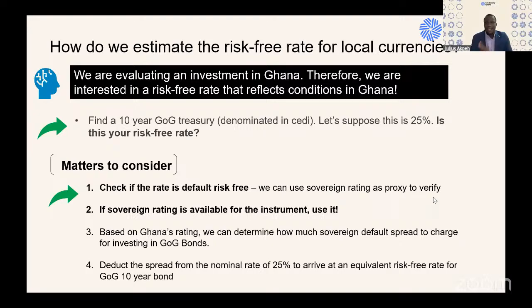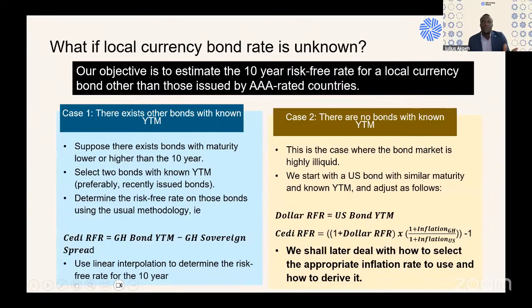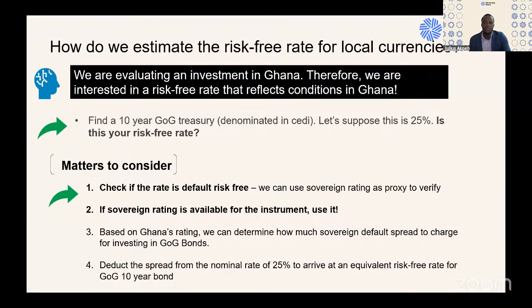Now, let's get into something. What if the local currency bond rate is unknown? Here, we started the argument by saying that we know a local currency bond. We know a 10-year bond that was issued by the government recently. What if we don't know the yield? Even though we may have a 10-year bond, we don't know its yield.